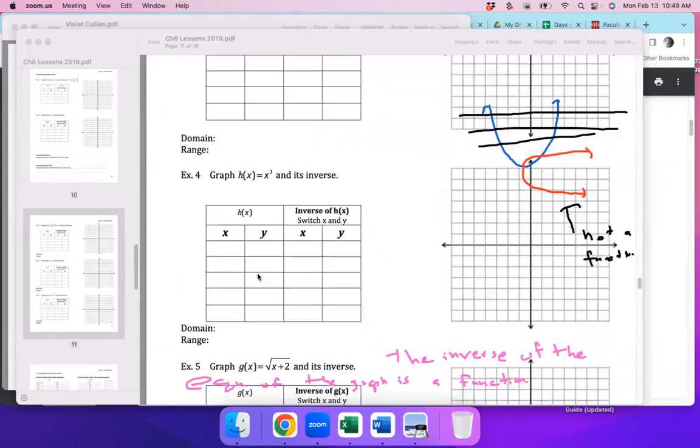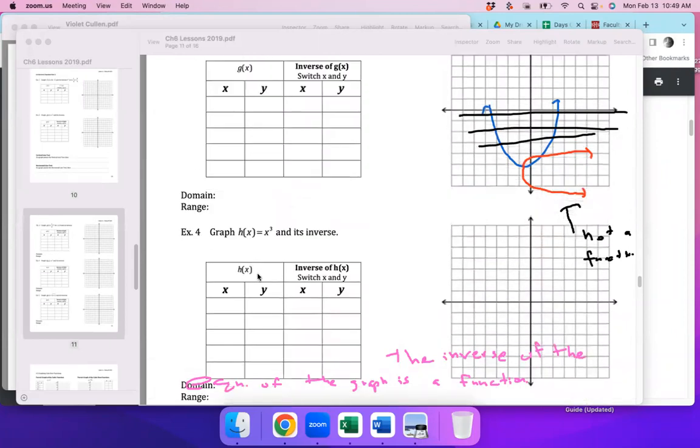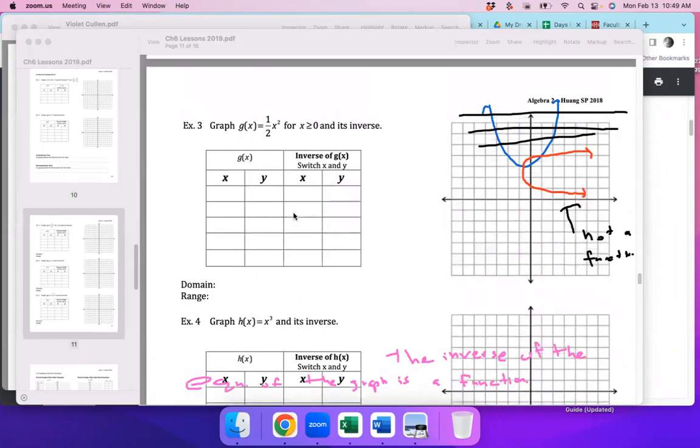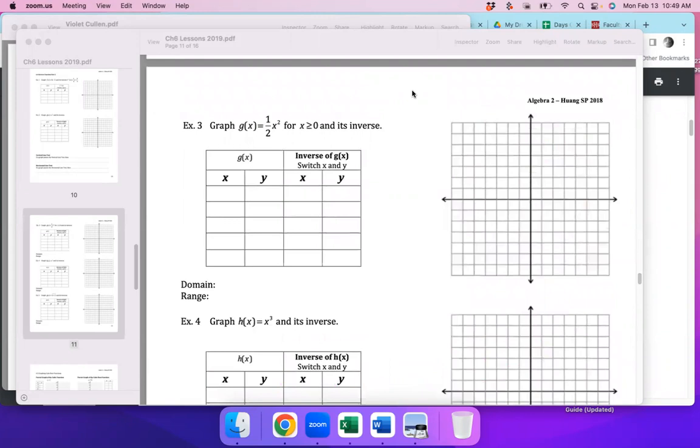Okay, let's do a couple more here, and then we'll be done for today. Now at this point, we don't really need to find the inverse because we know we're just switching x and y, right? So it's kind of redundant. If I plug in 0, I get 0. If I plug in 1, I get 1/2. If I plug in -1, I still get 1/2. What if I plug 2 in? I should get 2. -2, I think I still get 2.